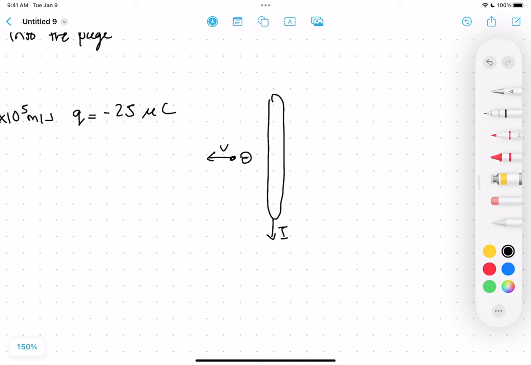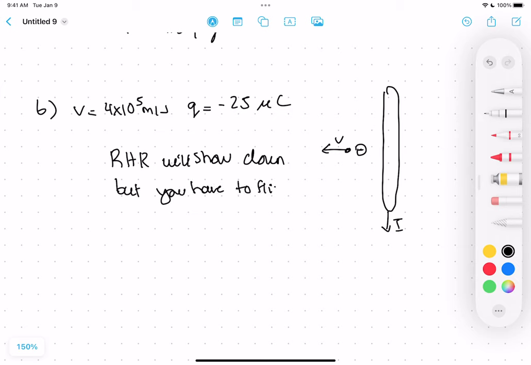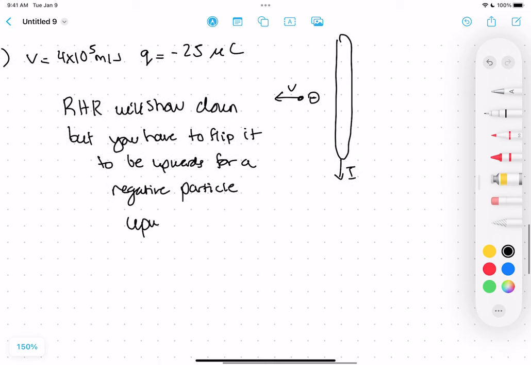But here's the thing. Did we say it's a positive or negative particle? It's a negative particle, right? And we know that the right-hand rule is based on positive particles. So if you have the force pointing downwards, then the force should be pointing upwards for a negative particle. So the right-hand rule will show downwards, but you have to flip it to be upwards for a negative particle. You just have to account for that. So in this case, we would have it pointing upwards.